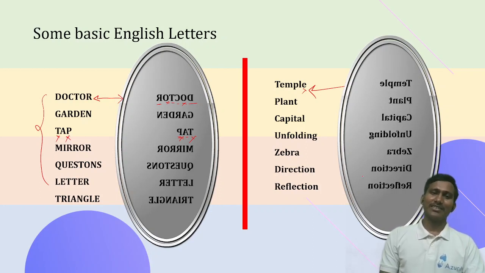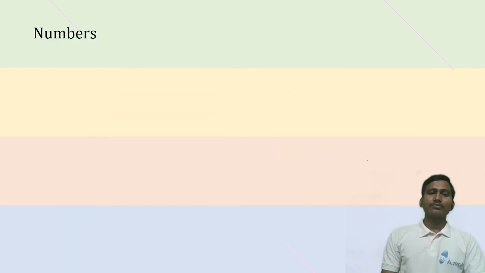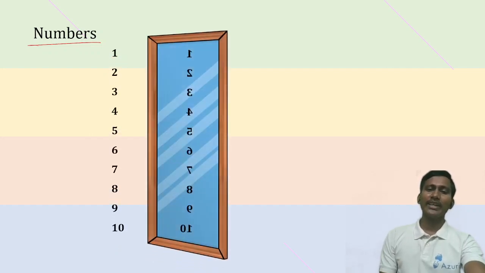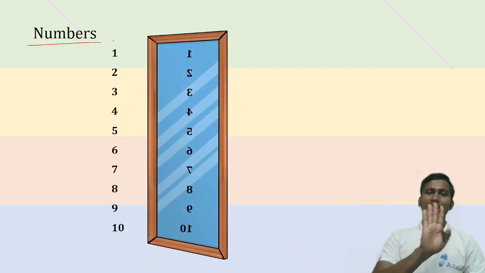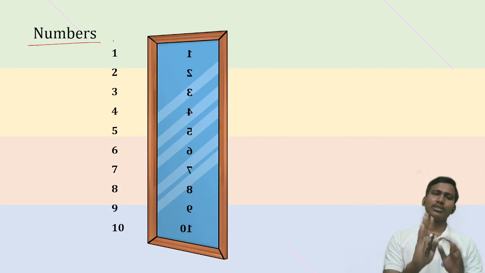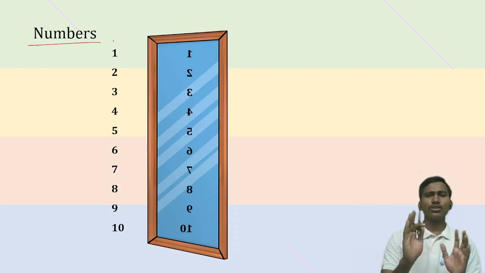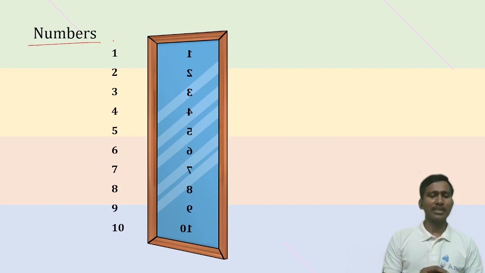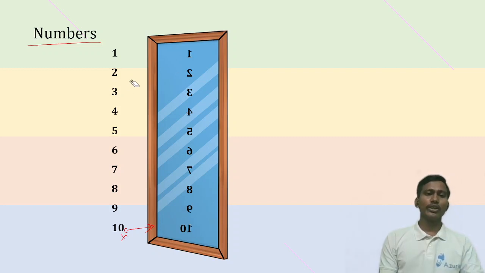So now let us see the next thing, numbers. What will be the mirror image of numbers? So 1, how will 1 look like? Like this. It is flipped. Understood? Remember this. Whatever it is, just flip it, and you will be easily able to identify its mirror image. Then 10: here 0 is nearest to the mirror, so 0 will be first, and then after that 1. These are the mirror images of 1 to 10.